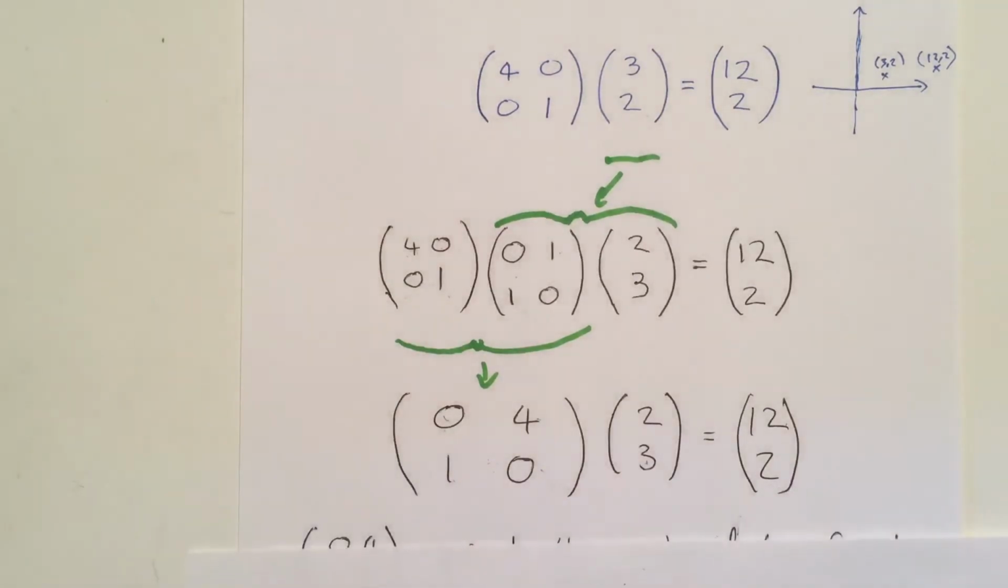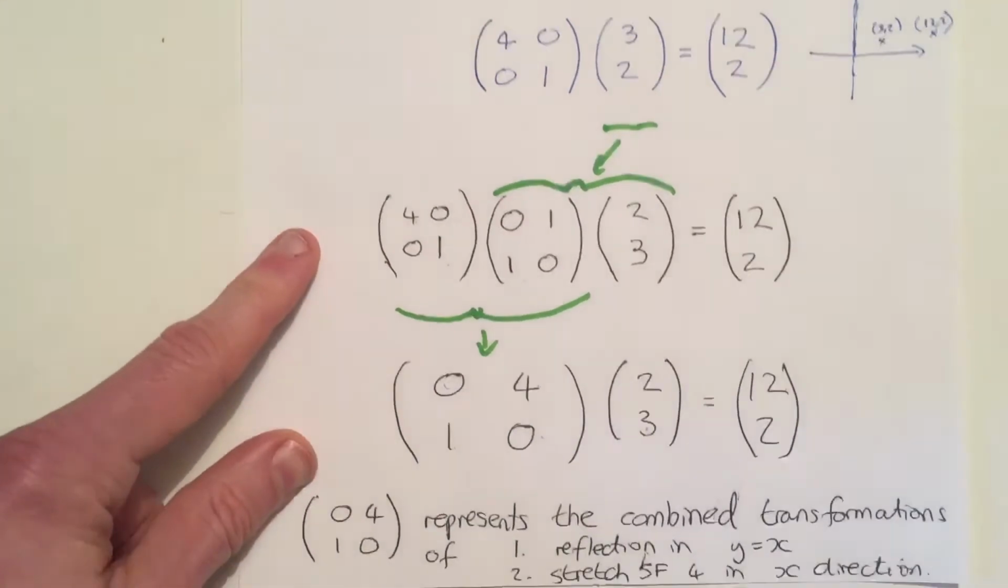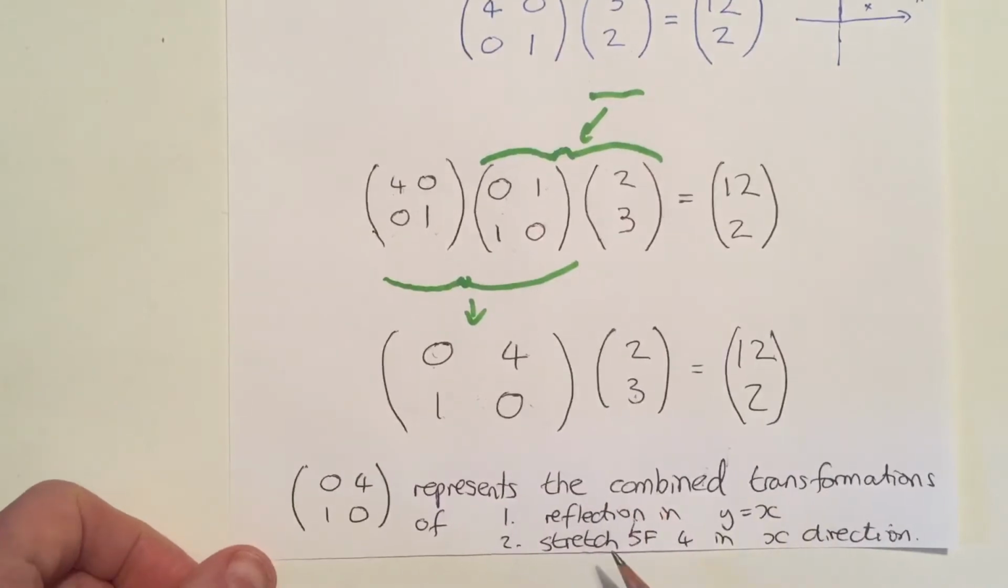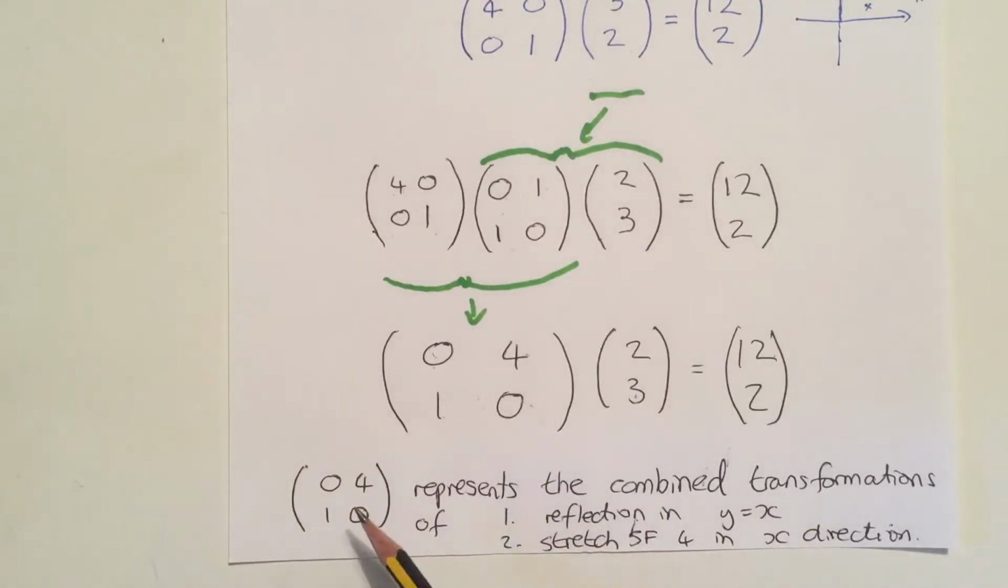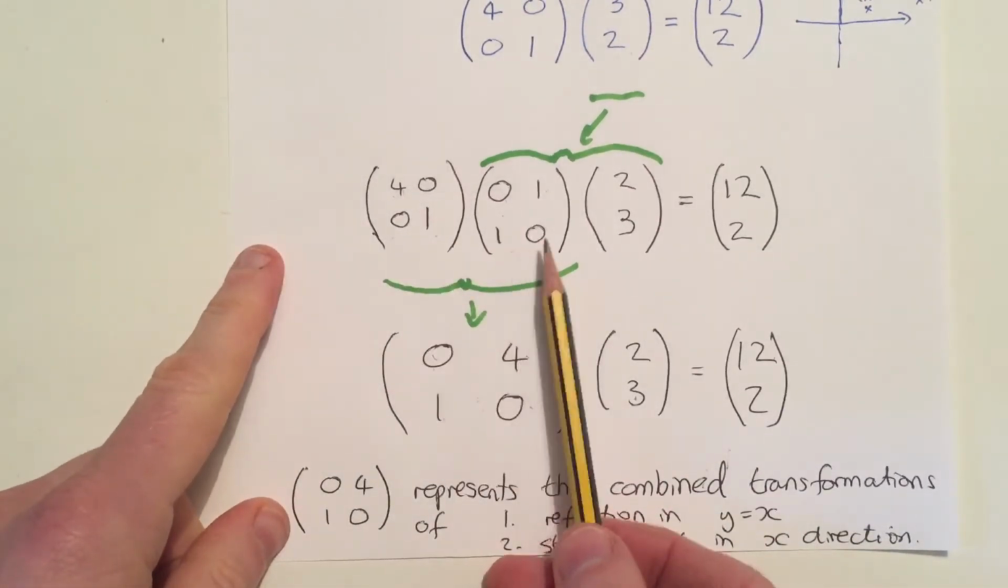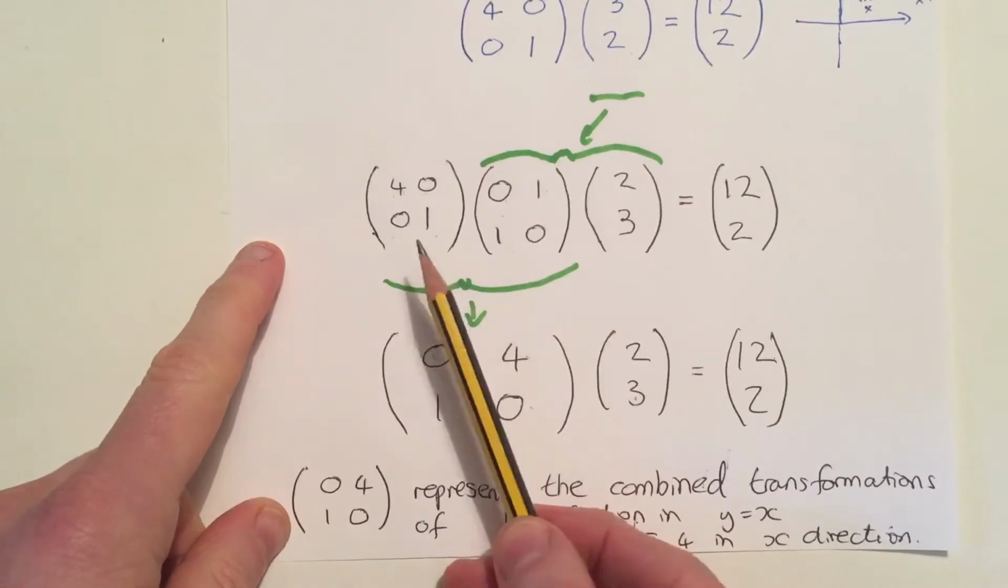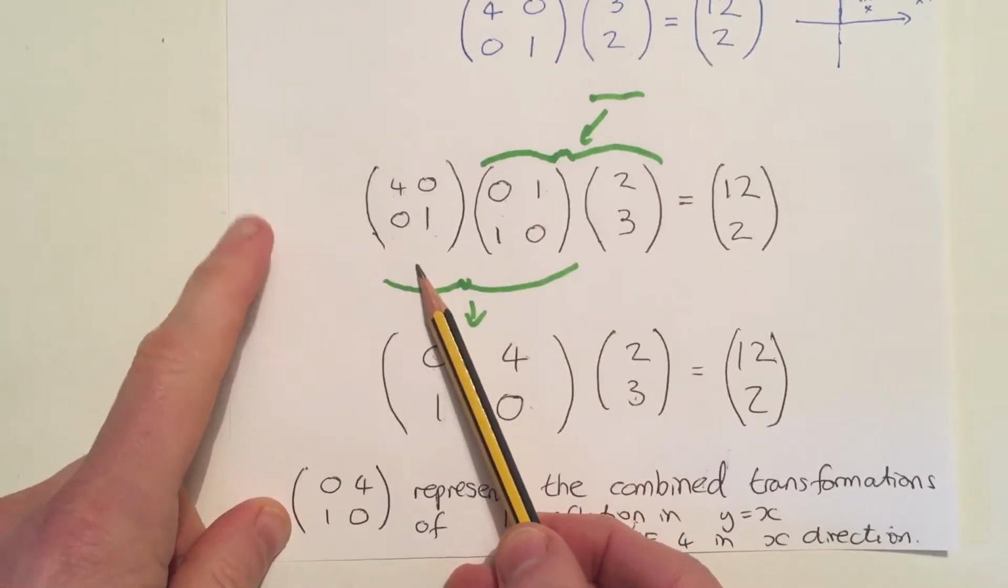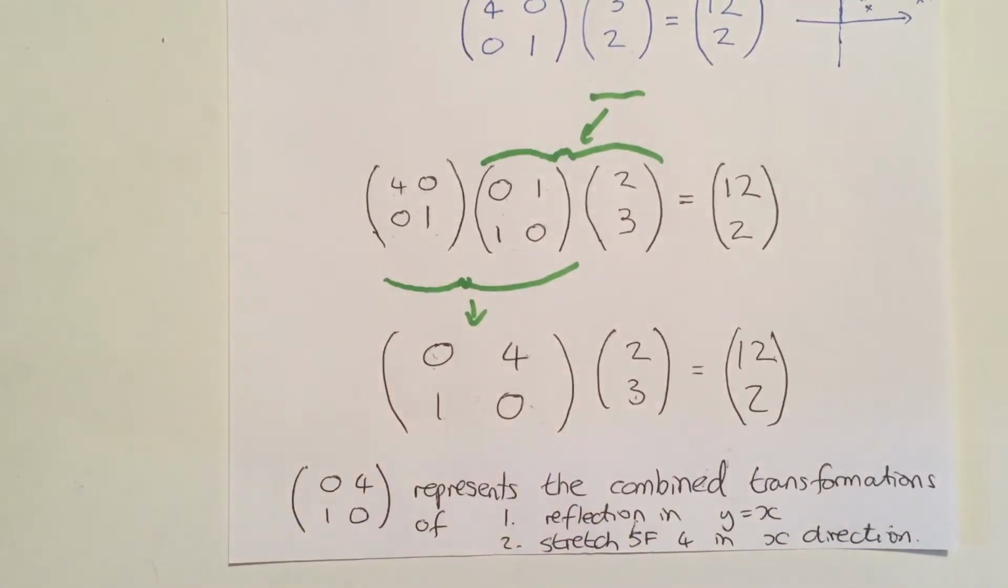So what I've done here is I have represented these two transformations as one single matrix, where the first thing that happened was the reflection in the line y = x. The second thing that happened was a stretch scale factor 4 in the x direction. Really important, the order here. This is the one that happens first. This is the one that happens second, because the order does matter.